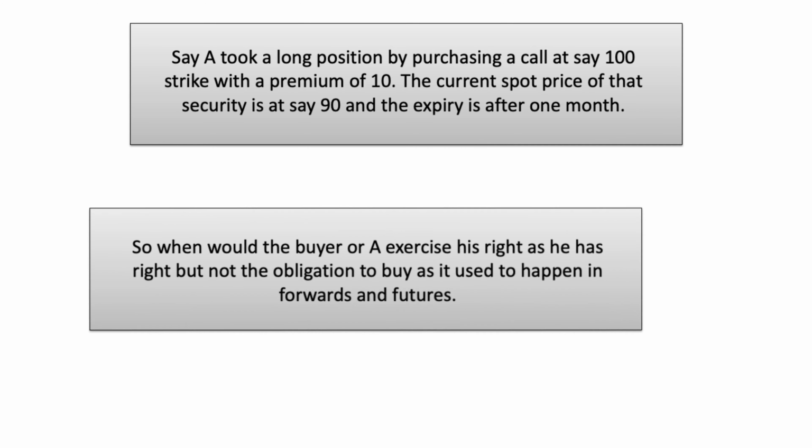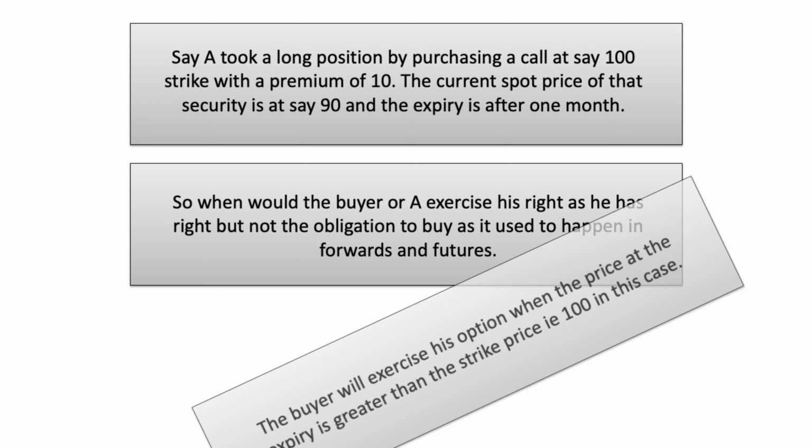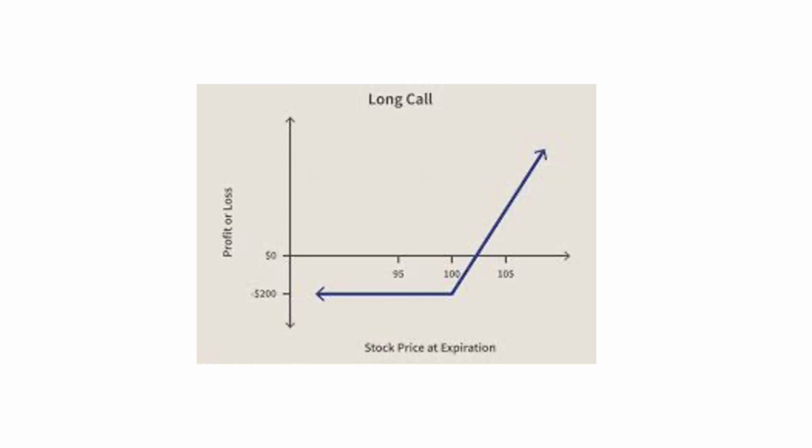So when would the buyer, or A, exercise his right, as he has the right but not the obligation to buy it, as used to happen in forwards and futures? The buyer will exercise his option when the price at the expiry is greater than the strike price, that is 100 in this case. This is because the buyer will have the right to buy an asset of more value at a lower price. The break-even point occurs at 110, that is the strike price plus the premium paid.